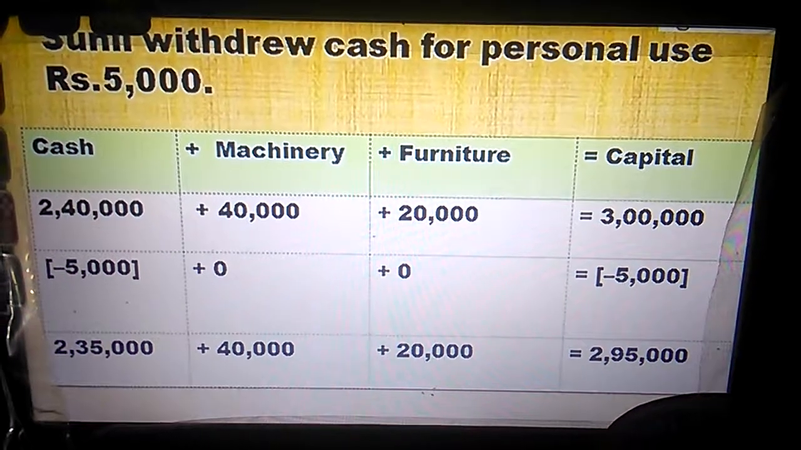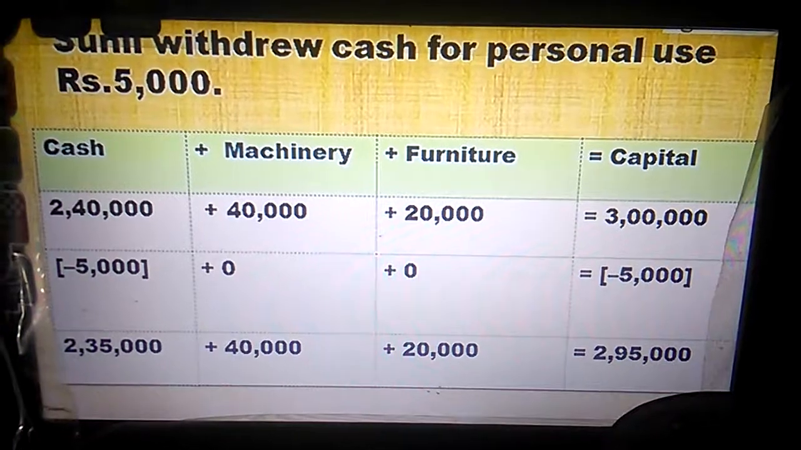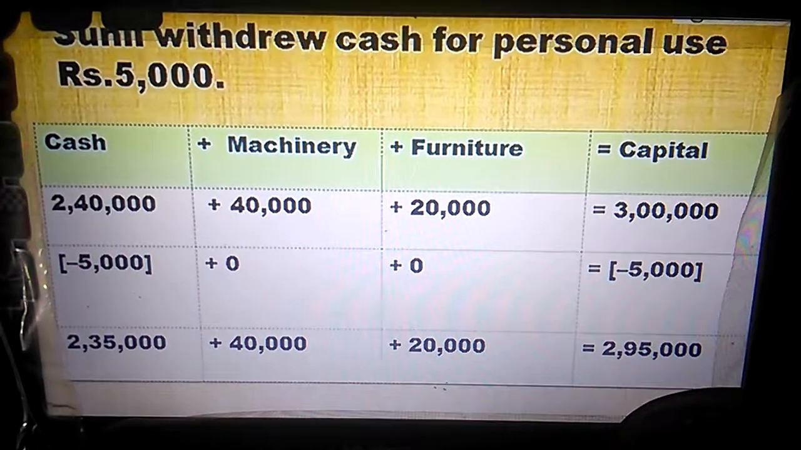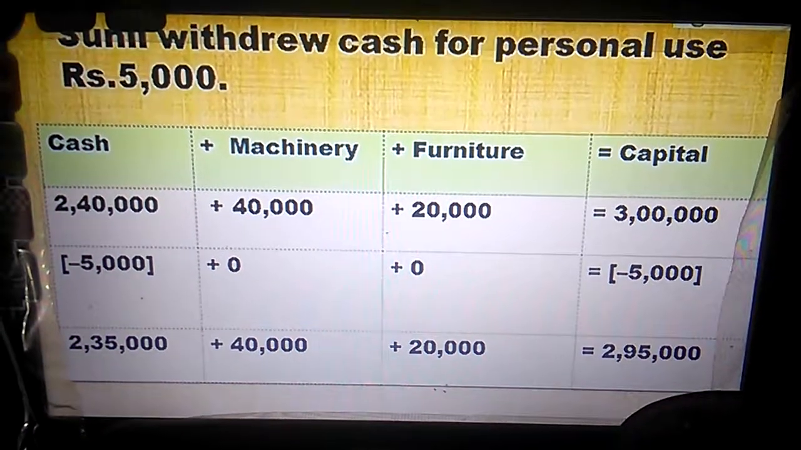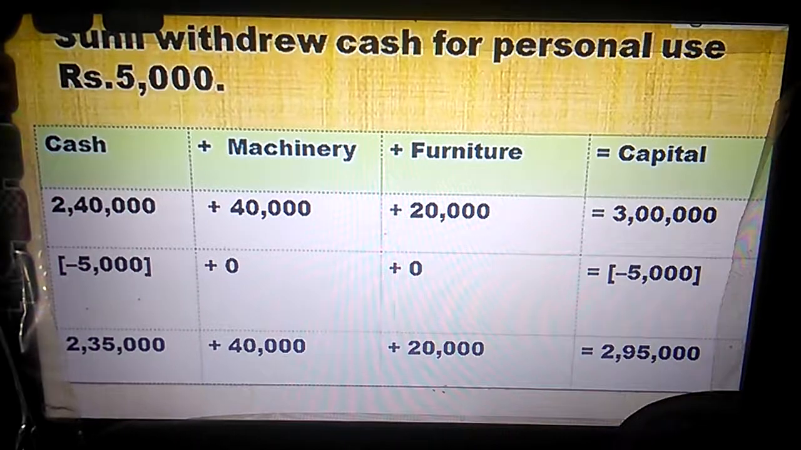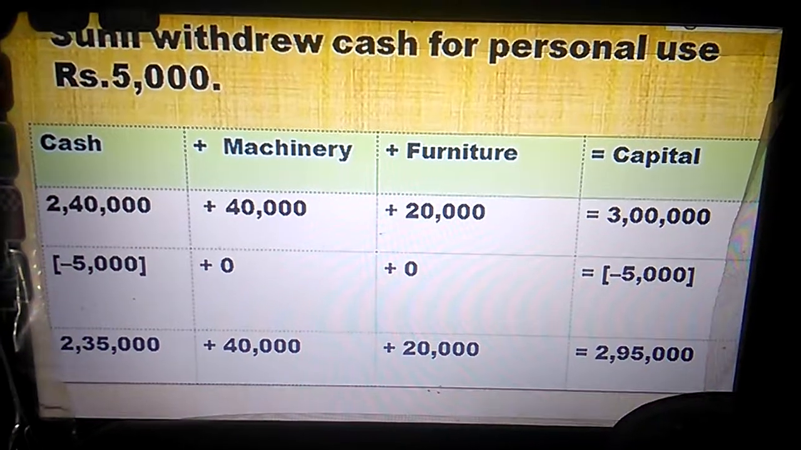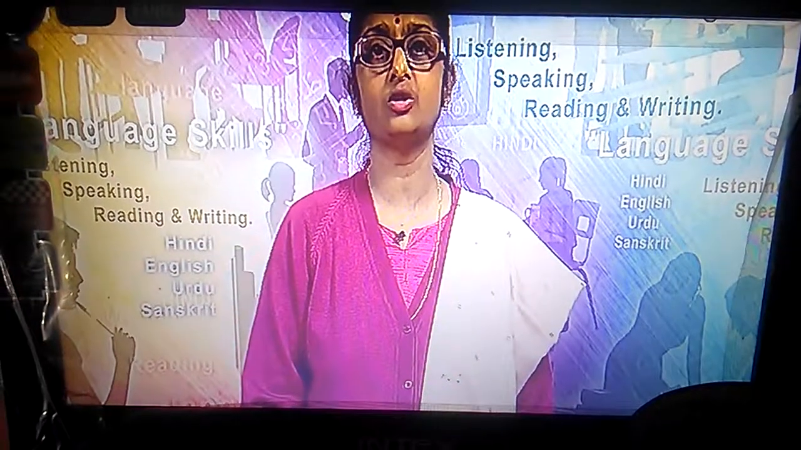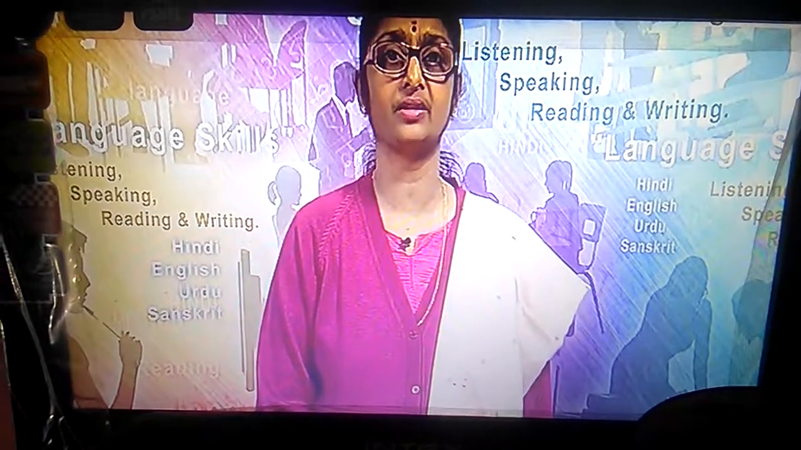So, again the accounting equation is satisfied. 2,40,000 minus 5,000 in the cash column, 2,35,000, plus machinery 40,000 plus furniture 20,000. In the capital, 3 lakh minus 5,000, 2,95,000. So, on the asset side also 2,95,000. Liability side also 2,95,000. So the accounting equation is satisfied.